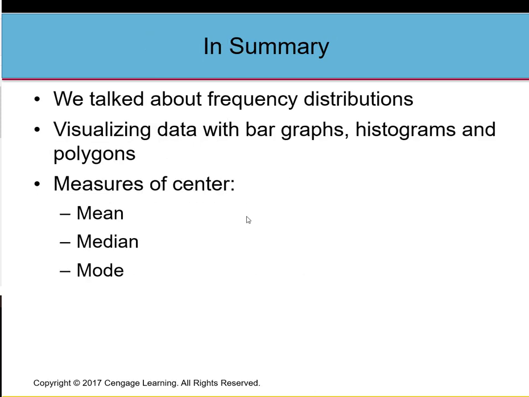All right, in summary, so we talked about frequency distributions, we talked about visualizing our data with bar graphs, histograms, and polygons, and we talked about measures of center, the mean, the median, and the mode. And next we're going to talk about variability.